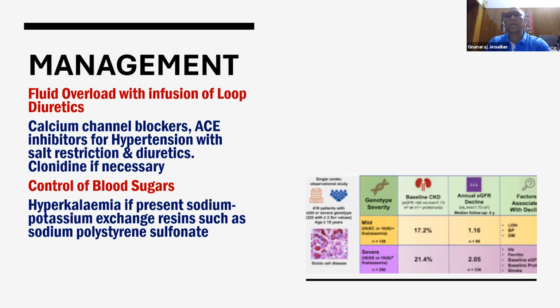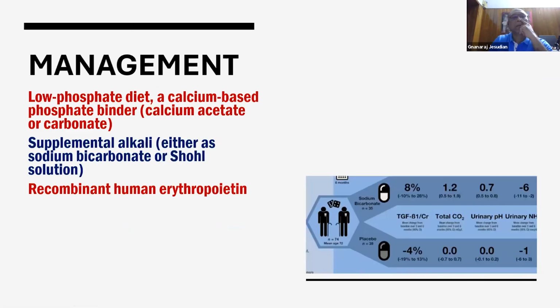But if you can't afford transplant or dialysis, one of the ways of treating could be using infusion of loop diuretics. Then you can use calcium channel blockers or ACE inhibitors, and correct hyperkalemia and blood sugars. And diet, of course, needs to be very carefully monitored, especially a low phosphate diet. And you can also give a calcium-based phosphate binder.